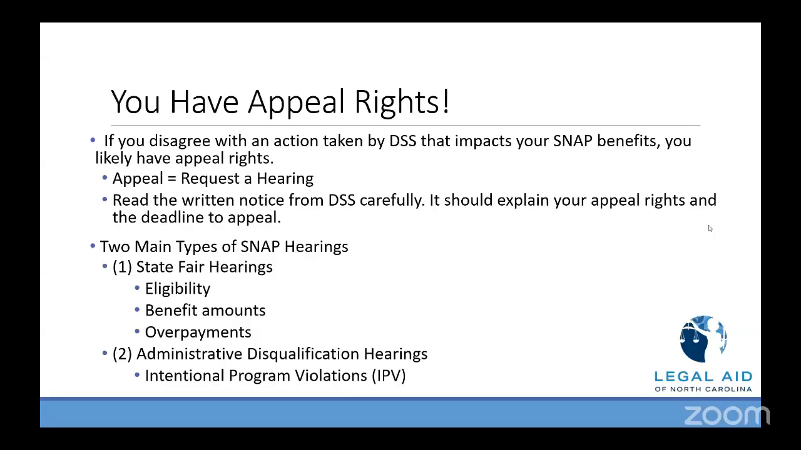You should read all written notices from DSS very carefully. If it's an action that you can appeal, the letter will explain your appeal rights and the deadline to appeal. There are two main types of SNAP hearings. The first are state fair hearings. These cover issues about eligibility, benefit amounts, and overpayments. And then the second are administrative disqualification hearings, and these are only used for intentional program violations, IPVs, which are commonly referred to as fraud cases.